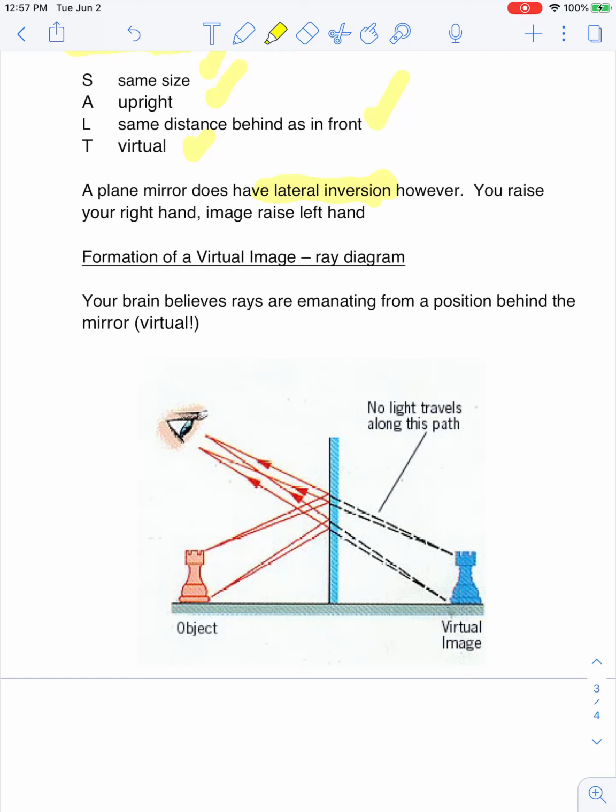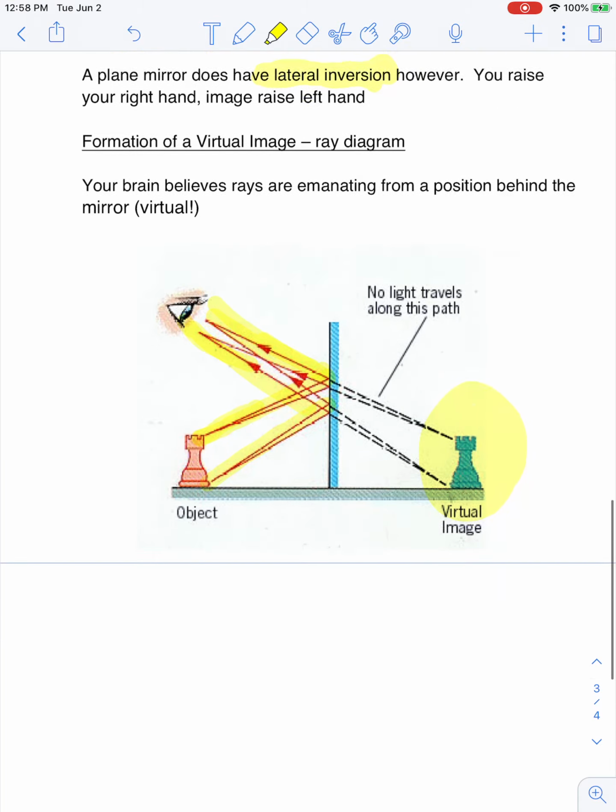So what is actually happening is when light reflects off an object, the light hits the mirror and is reflected. How is it reflected? Well, the angle of incidence equals the angle of reflection. So at the exact same angle. And that enters your eyes, and it gives the perception that the light is coming from behind the mirror, even though obviously no light can travel there. So we call that image virtual.